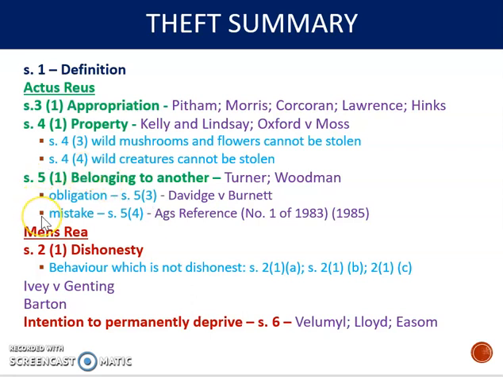Property received by mistake is where someone's perhaps given too much change in a shop or they're overpaid. If they recognise that that's happened, they are under a duty to give it back. Of mens rea, it's quite complicated here because we've got two mens rea elements. Firstly, our defendant must have been dishonest, and secondly, they must have the intention to permanently deprive.